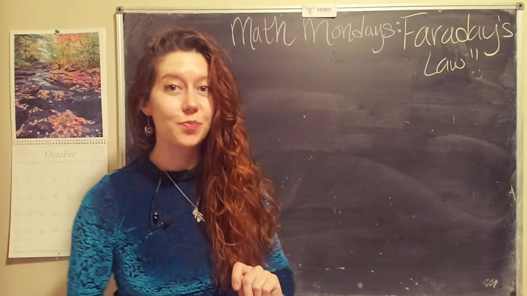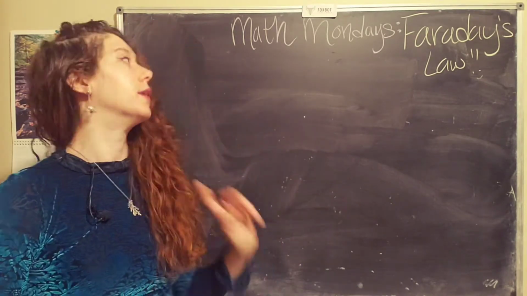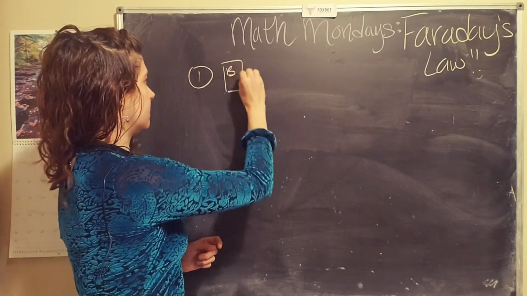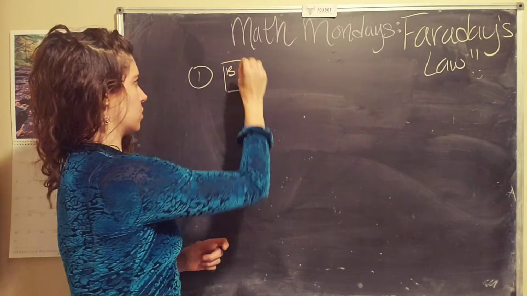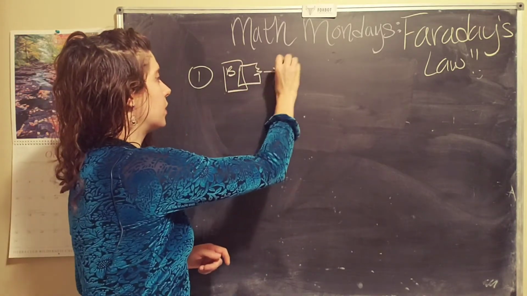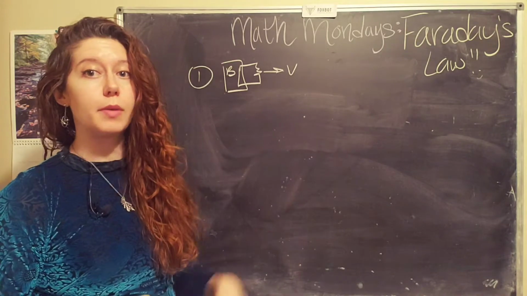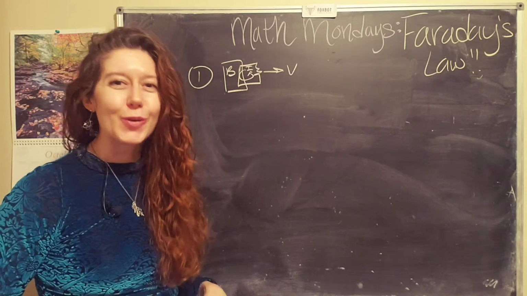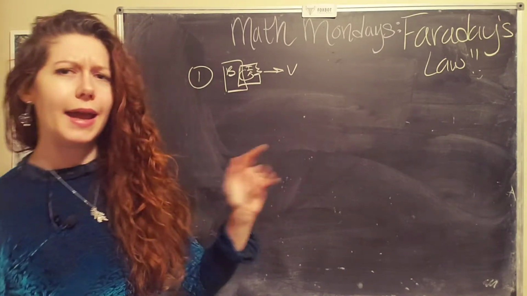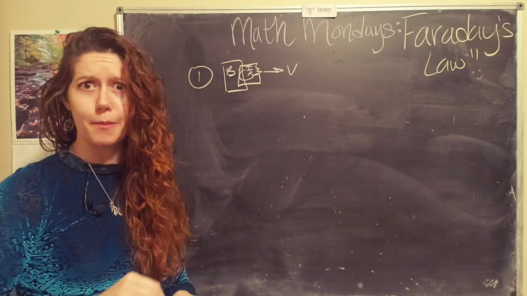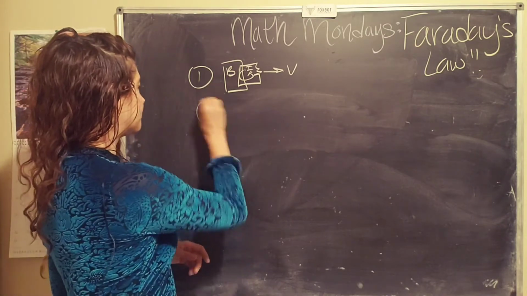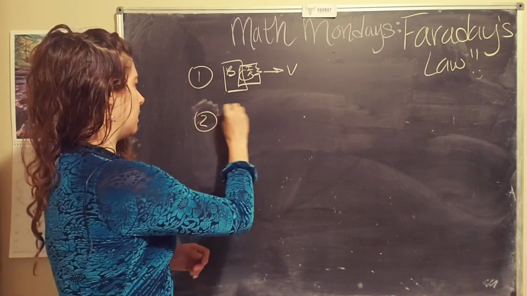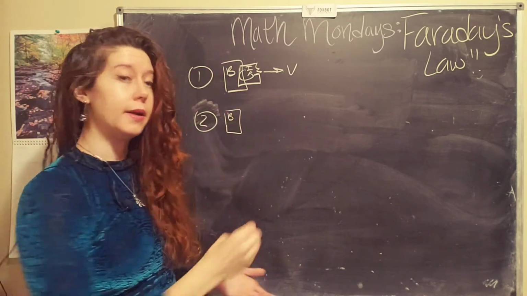Okay, so Faraday did 3 different experiments. The first experiment, he had a magnet and a loop of wire with a resistor or something, and he pulled the loop of wire through the magnetic field to the right and discovered that a current flowed through the loop. Okay, we're like, hey, we just did that. Motional EMF. What's up? Check.